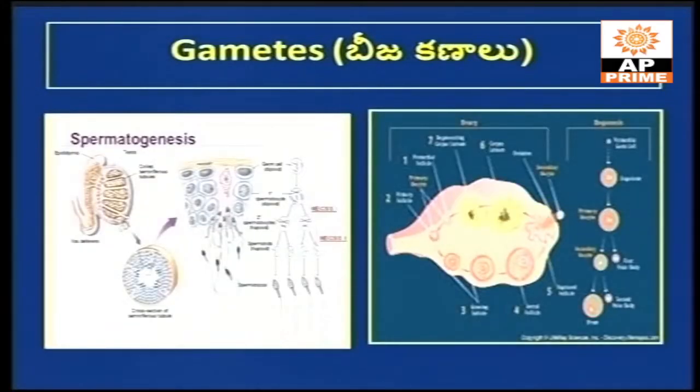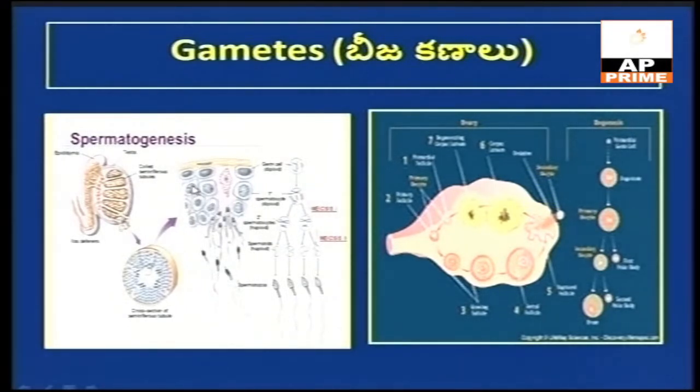These two are the male and female reproductive organs. Here we can see the structure of testis. The testis is a male reproductive organ. The testis consists of so many seminiferous tubules. In between the seminiferous tubules, the spermatozoa cells will be originated.